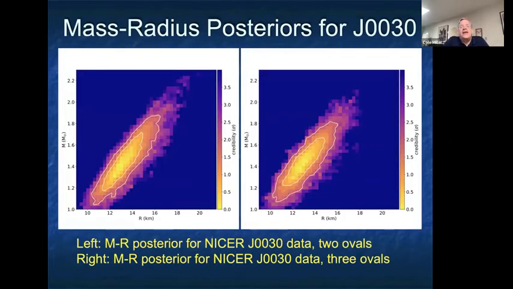Here is a slide which shows you the results of two different fits for the first isolated pulsar. On the left, we have a fit that has two oval spots. On the right, we have an independent fit that has three oval spots. And you can see that these are pretty much on top of each other, which is a good thing. It tends to support the idea that if you have a good statistical fit, and both of these are, then you have reliability. You're not getting radically different mass radius ovals.